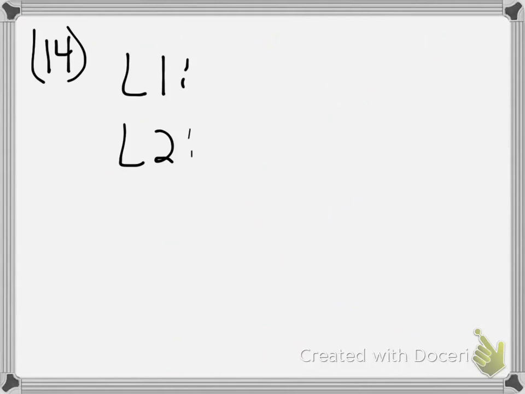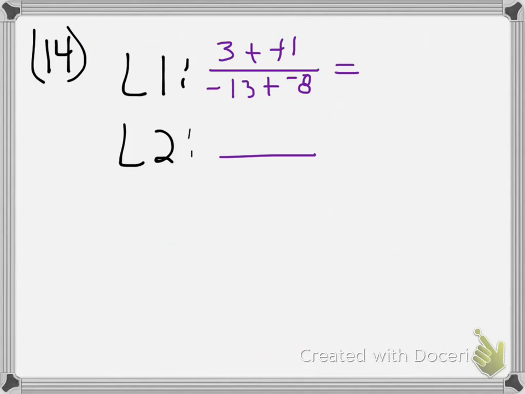And one more problem. Decide whether line 1 and line 2 are parallel, perpendicular, or neither. I'm going to use the slope formula for each of these. So I'm going to have 3 minus negative 1 over negative 13 minus negative 8. 2 negatives makes a positive, 2 negatives makes a positive. So my numerator is 4, my denominator is negative 5. So this together is negative 4/5.